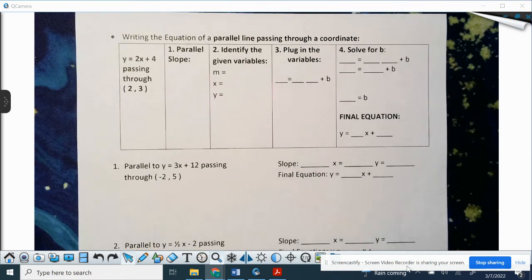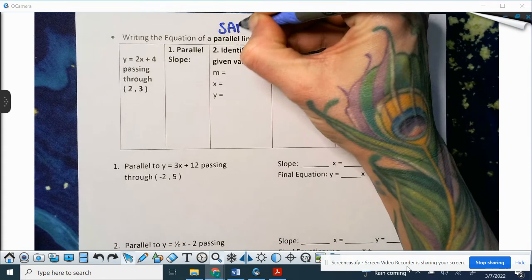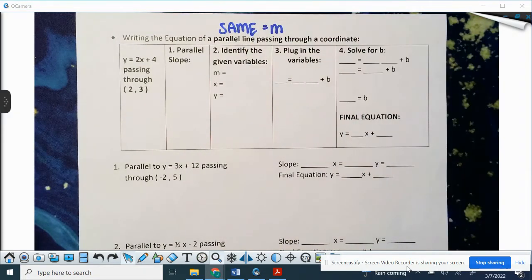So we're writing the equations of parallel lines. So not just writing the equation of any line, but just of a line parallel to another line. Things we need to remember and things we need to know. Parallel lines have the same slope. So same slope is what we want to remember for parallel. As long as your m values are going to be the same in both of these.